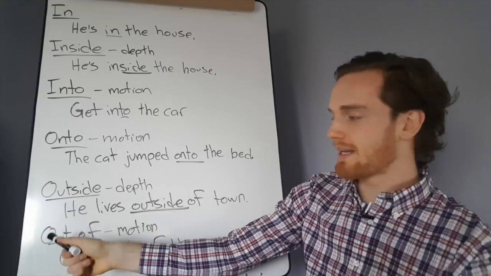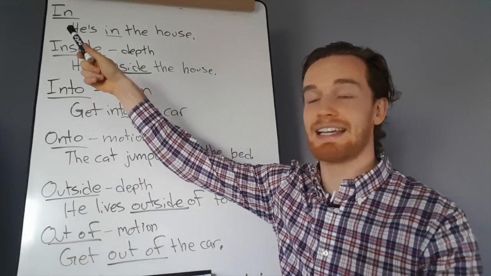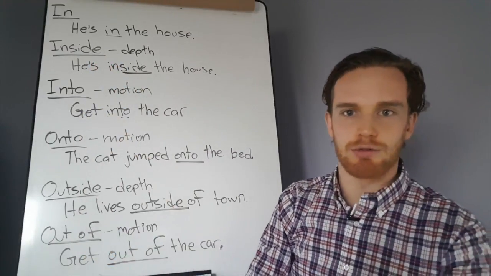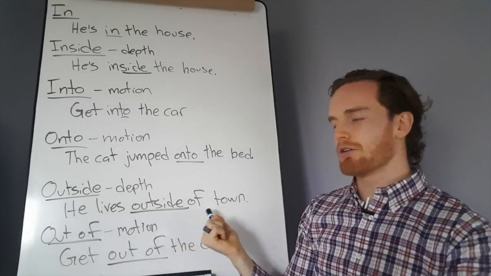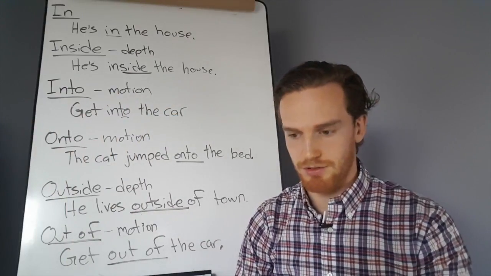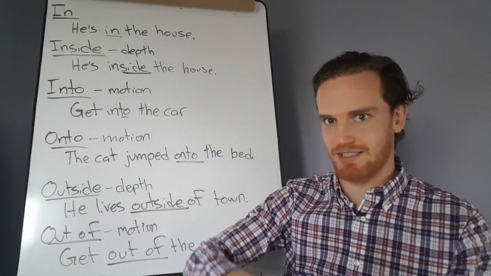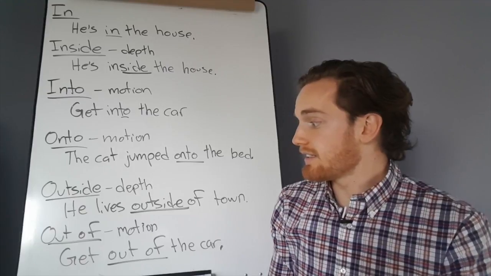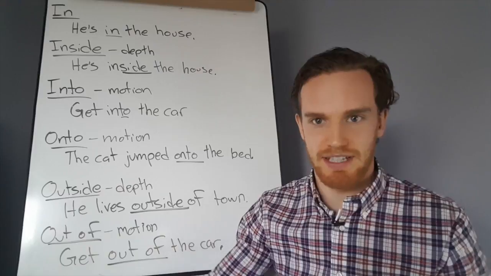Y los últimos dos tenemos outside y out of. Diferencia, pues outside es el opuesto de inside y out of es el opuesto de into, de mi punto de vista. So, por ejemplo, he lives outside of town. Él vive afuera del pueblo. So, de nuevo, depth, it shows depth. So, afuera de la ciudad. Outside of town. Y muchas veces gringos van a decir, he lives out of town.